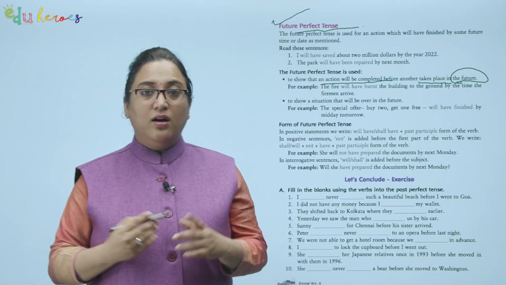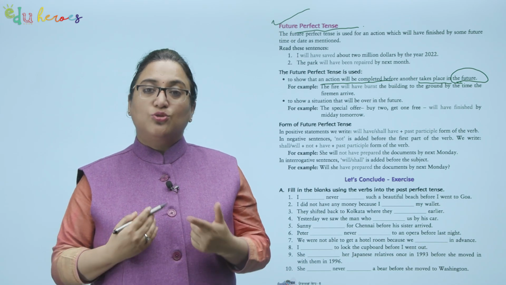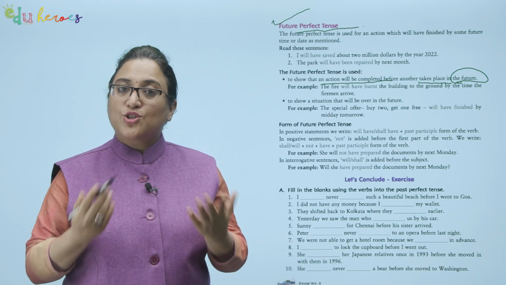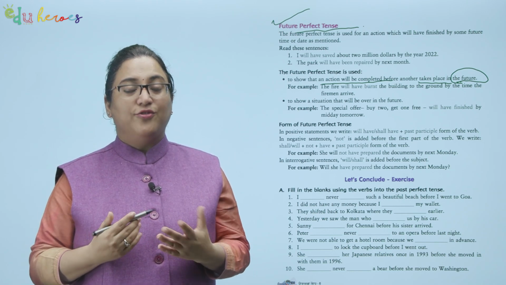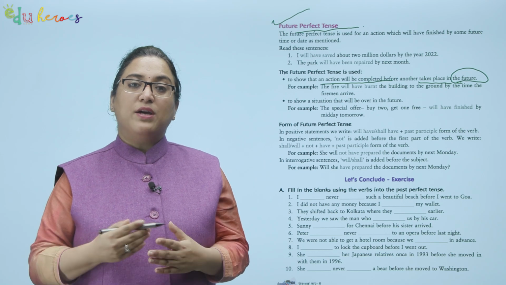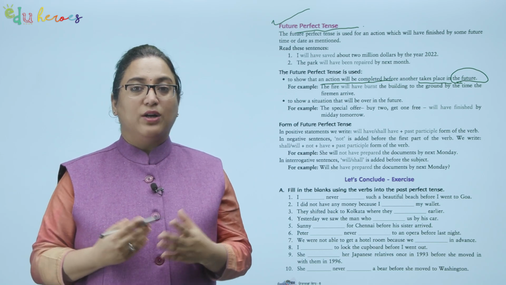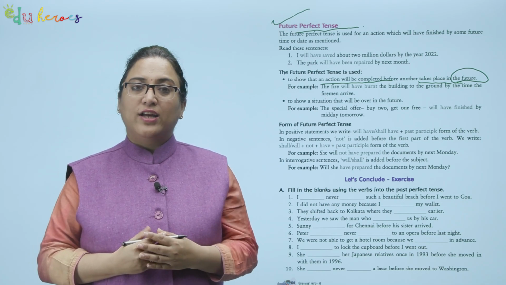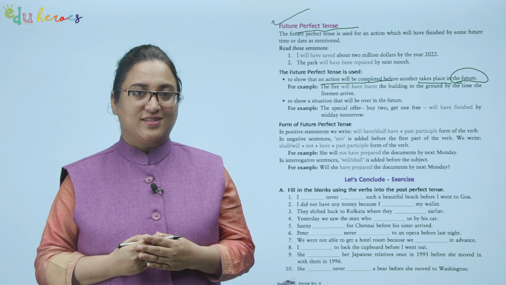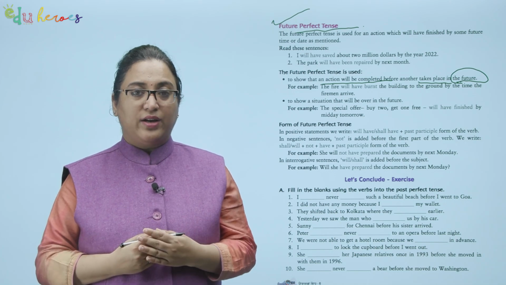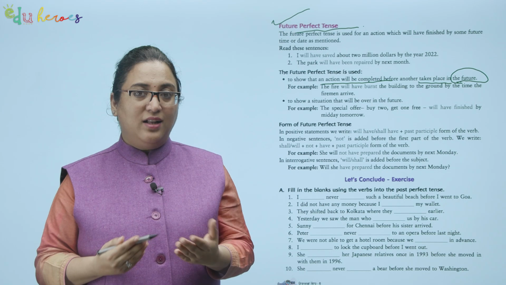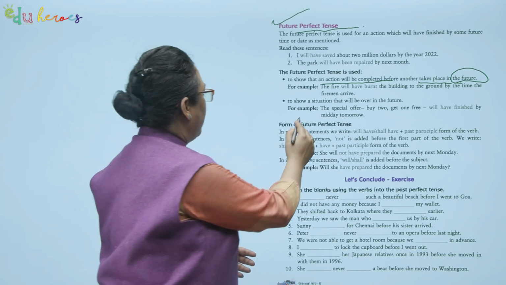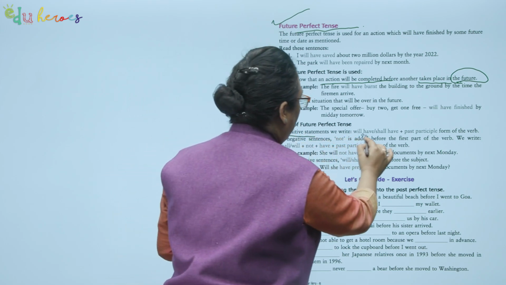For example, the fire will have burnt the building to the ground by the time the firemen arrive. Also, to show a situation that will be over in the future. For example, the special offer buy 2 get 1 free will have finished by midday tomorrow. Now there are forms of future perfect tense. In positive statements we write we will, shall, have plus past participle form of the verb. So when we have positive, this is the formula we follow.